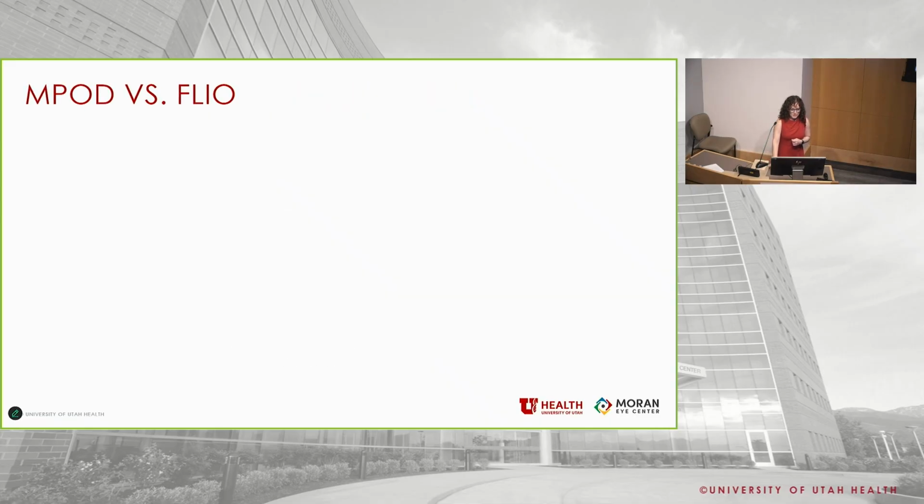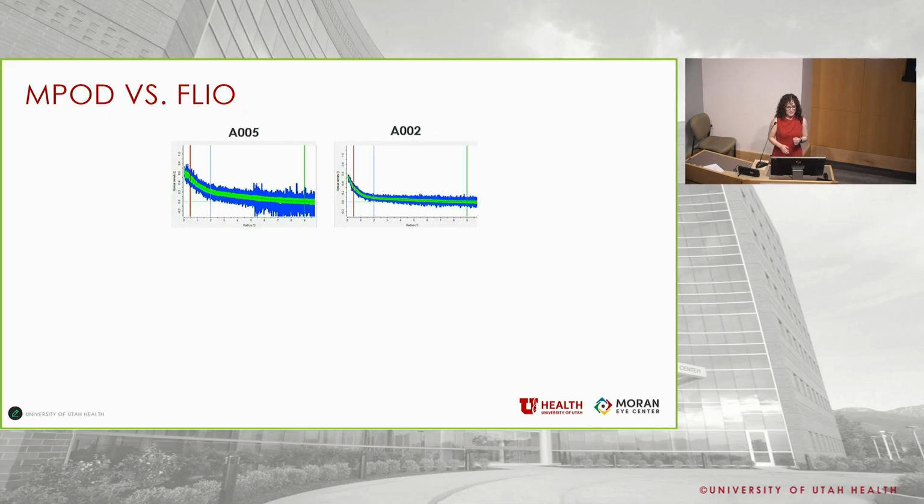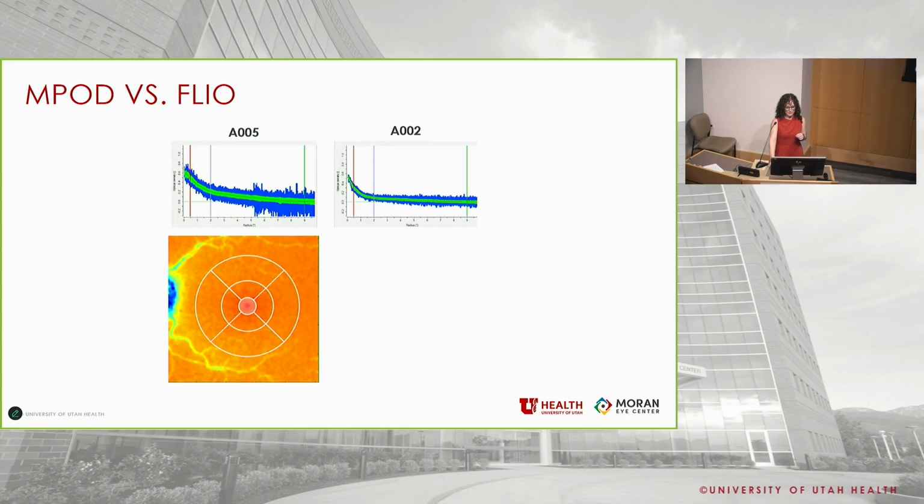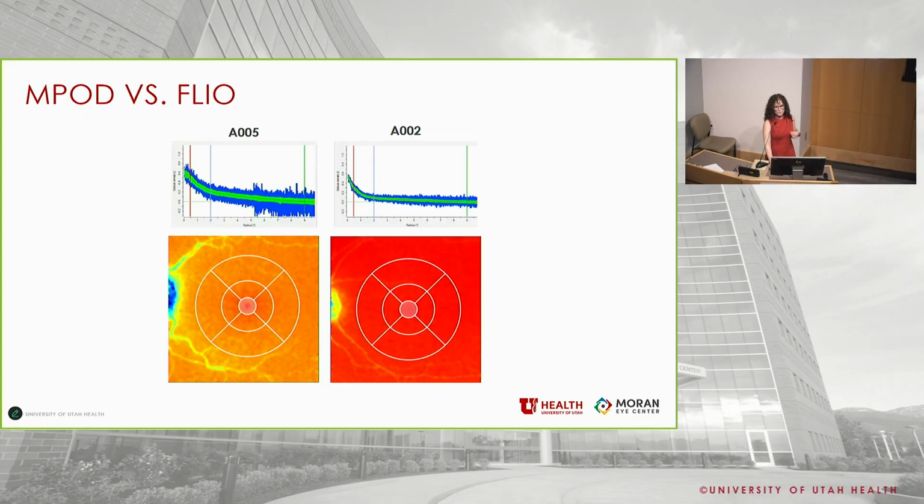We've also started to compare the MPOD data to FLIO data. And this is an interesting thing to look at, particularly if we compare these two patients who both had reasonably high levels of macular pigment right at the fovea based on their MPOD measurements. In the patient on the left, A5, when we look at their FLIO images, they do have a very subtle peak at the fovea of shorter fluorescence lifetimes, which could correspond to that increased macular pigment. In A2, however, when we processed the data the exact same way, there really wasn't a lot of variation in the FLIO signal across the fovea.